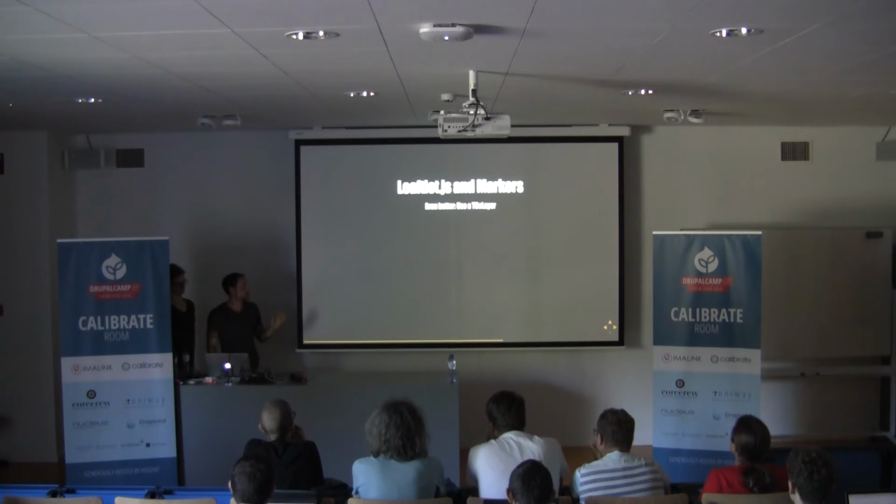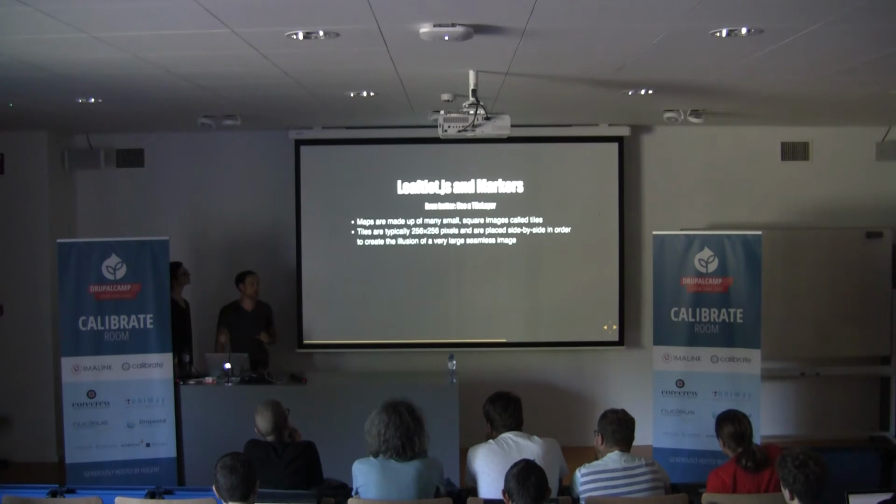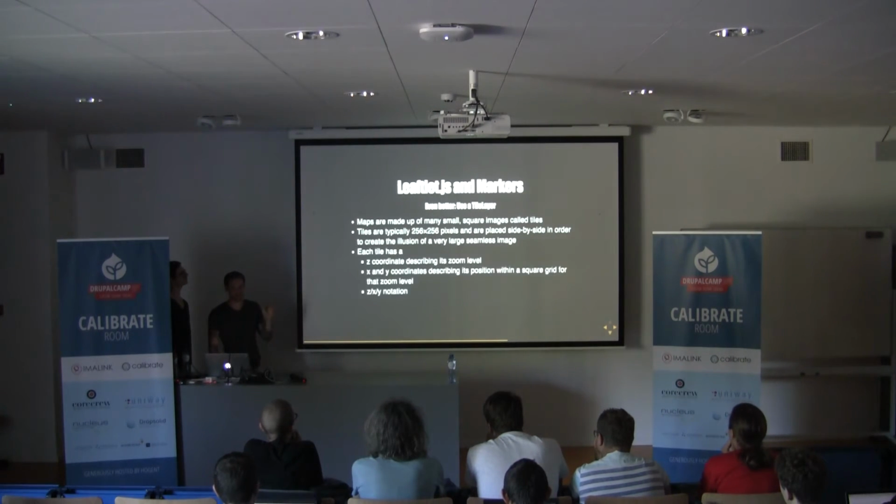Then the third option, which we haven't implemented yet but is even better, is using a tile layer. So what is a tile? A map is made up of a lot of small images that are put side by side, so you have the illusion this is one big image. And each tile has z, x, y coordinates to describe its position in the grid.